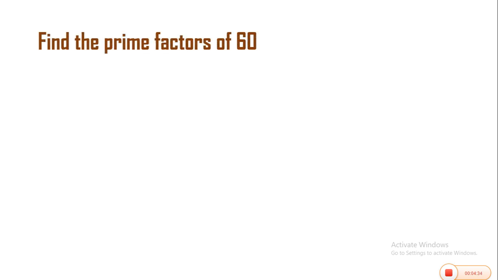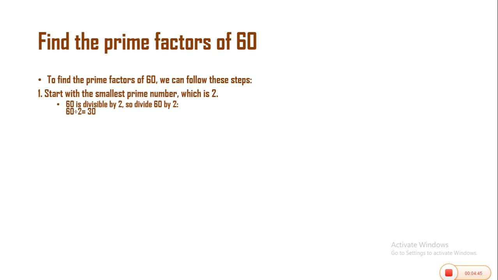Let's take another example. Find the prime factors of 60. To find the prime factors of 60, you can follow these steps. Start with the smallest prime number, which is 2. 60 is divisible by 2, so we're going to divide 60 by 2. 60 divided by 2 is equal to 30.